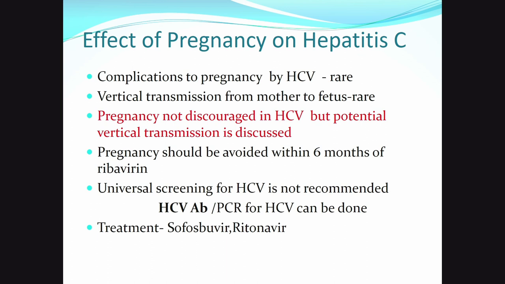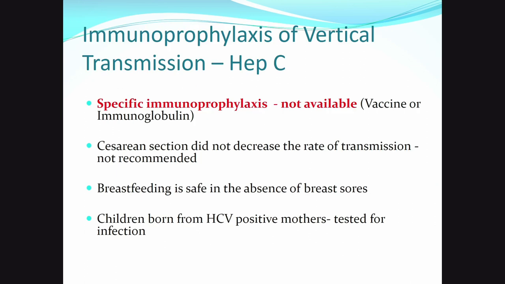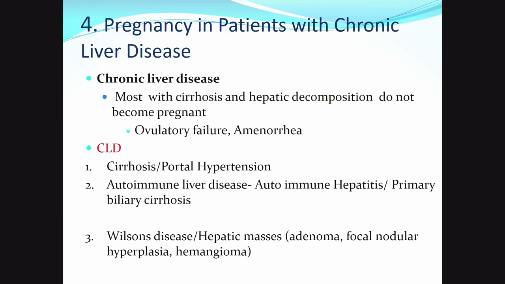If there's a lady who is hepatitis C virus positive, we don't discourage the pregnancy. It's not contraindicated, but we need to discuss all the aspects, what could happen and what we should do during the pregnancy. Like hepatitis B, we don't do routine universal screening for hepatitis C, but we can do hepatitis C virus antibody, PCR, etc. In hepatitis C, there's no immunoglobulin and no vaccine, but if the mother has no bleeding source, she can breastfeed the baby. The final area in my lecture is pregnancy in a patient with chronic liver disease.